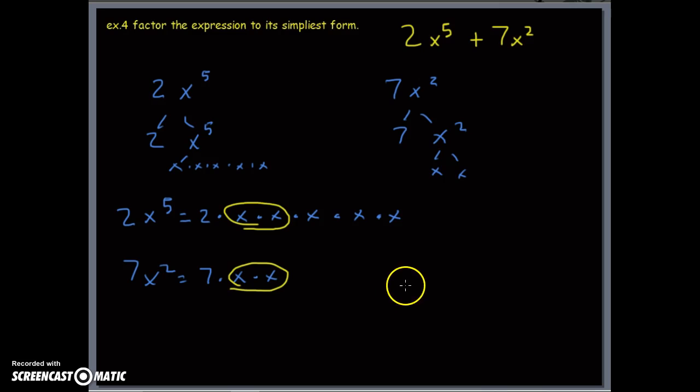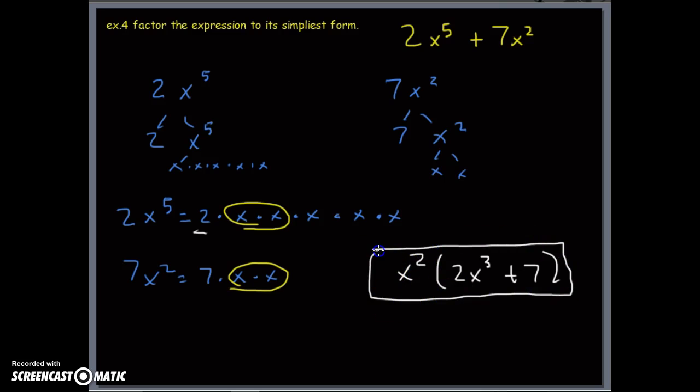So we can write our answer as x squared, which we factored out, and then left in parentheses for 2x to the 5th is going to be 2 times x times x times x. So we've got 2x to the 3rd plus, for the 7x squared, all that's left after we factor out x squared is just 7. And this will be our final answer. When we multiply this back in, we get 2x to the 5th plus 7x squared.